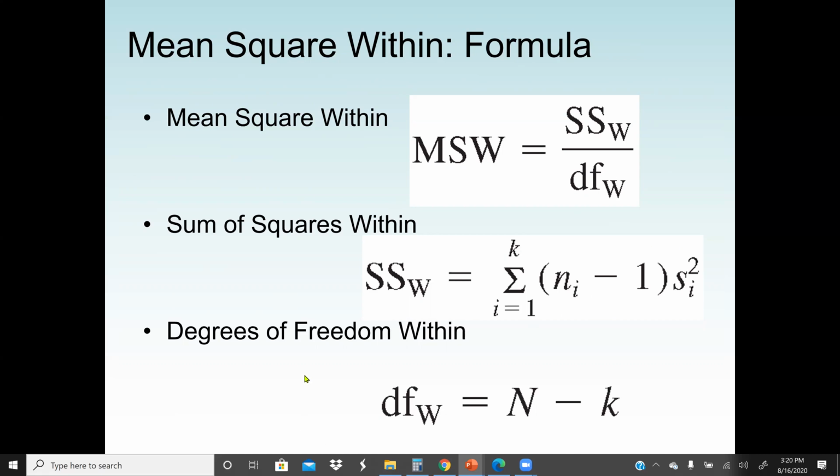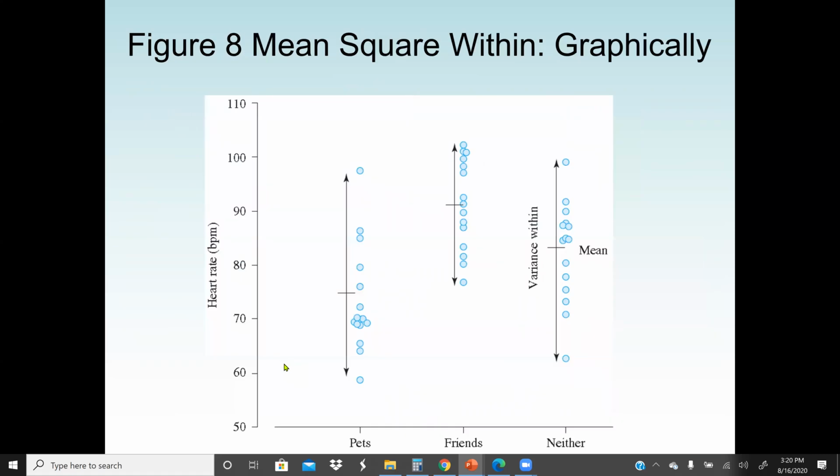Then the degree of freedom between groups was k minus 1. But here, the degree of freedom within will be uppercase N minus lowercase k. So this is again a plot for our 3 groups. We can see that the mean for the pets is down, so that's why the plot is down.